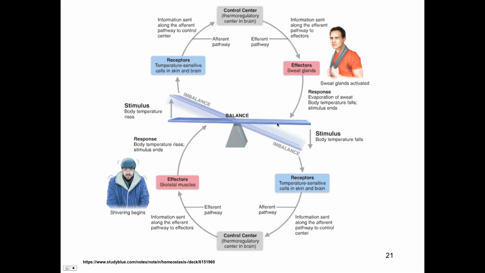And then it could be the opposite. Your body temperature could go down. So you've got cold receptors in your skin. The afferent pathway goes to the brain again, and the body is going to make you shiver and start warming up again. All right, but both cases are negative feedback.